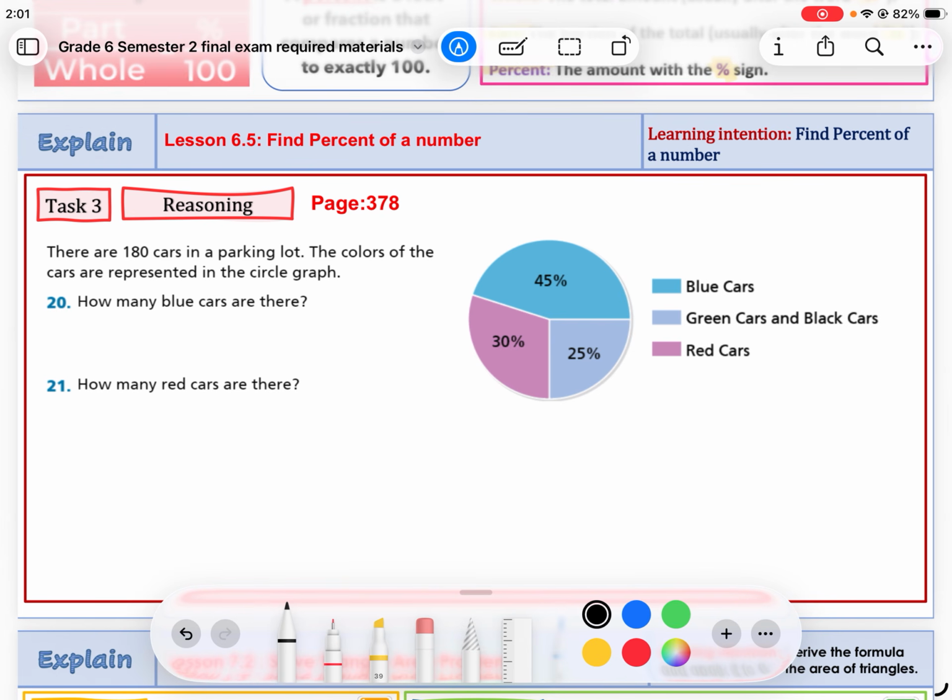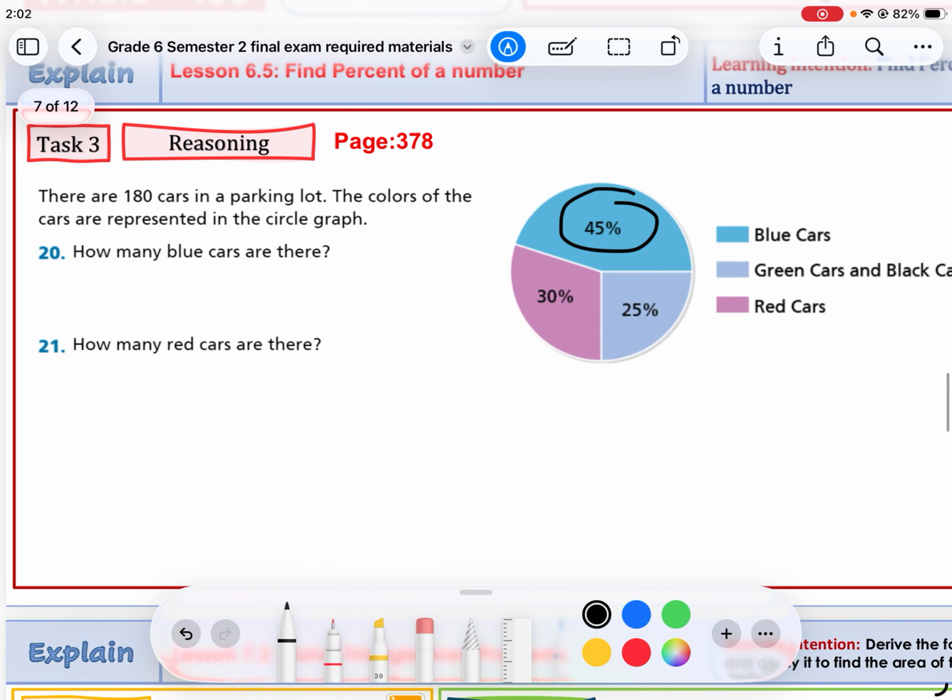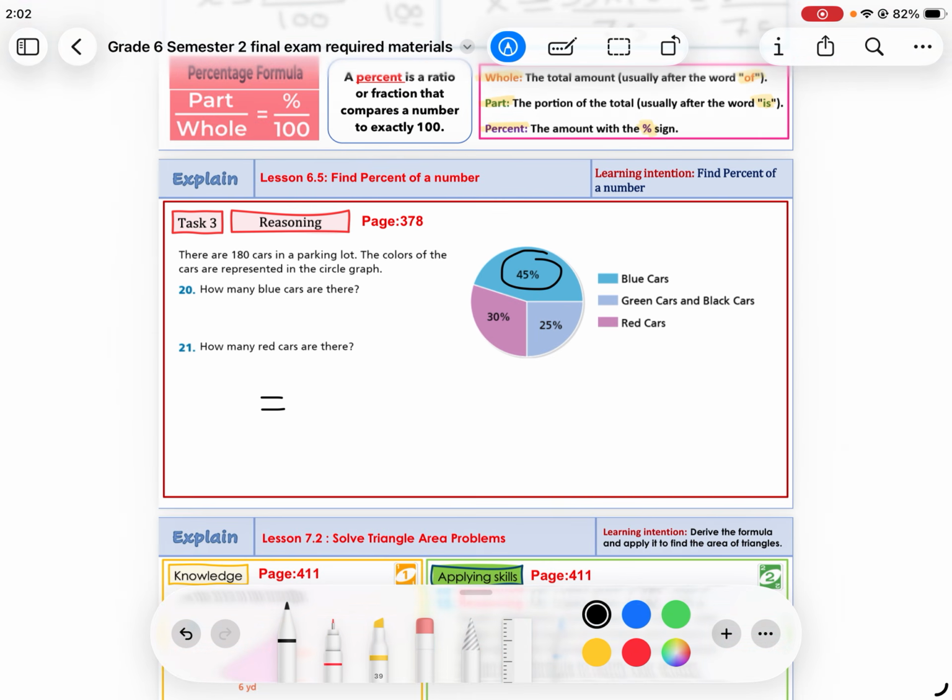So as you can see, we are given the percentage. They gave us the percentage of the blue cars, but do I know how many blue cars there are? I want to know the number. I don't want to know the percentage of them. I want to know how many cars are exactly blue. Okay, I need the number of the cars. So all you have to do, again, is apply the formula, which is part over the whole equals percent out of 100. So let's set two fractions together.